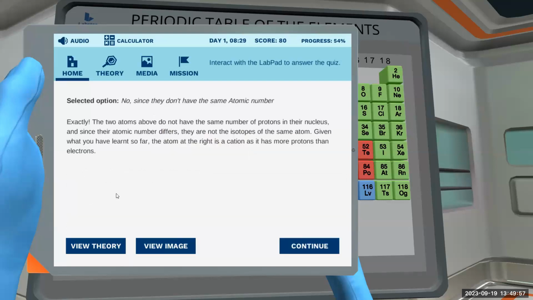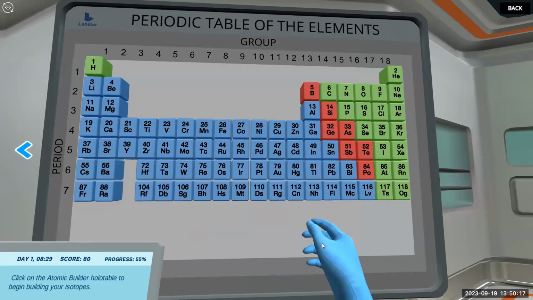Exactly. The two atoms above do not have the same number of protons in their nucleus, and since their atomic number differs, they are not the isotopes of the same atom. Given what you have learnt so far, the atom at the right is a cation, as it has more protons than electrons. Click on the Atomic Builder holotable to begin building your isotopes.